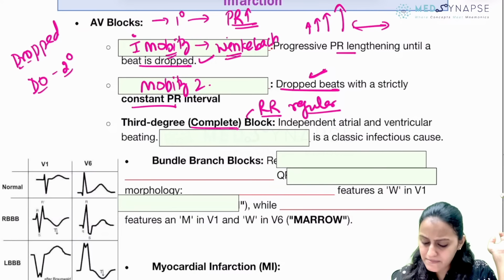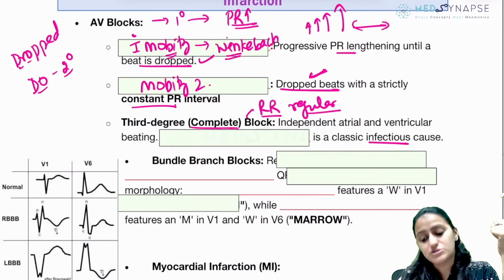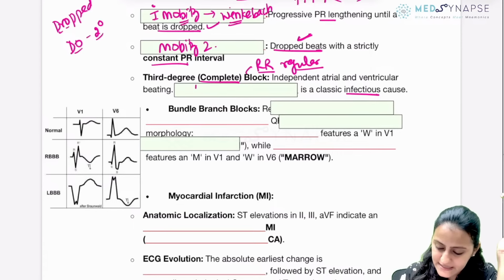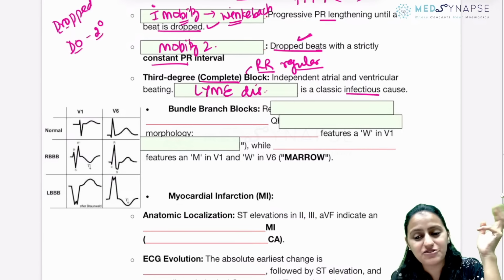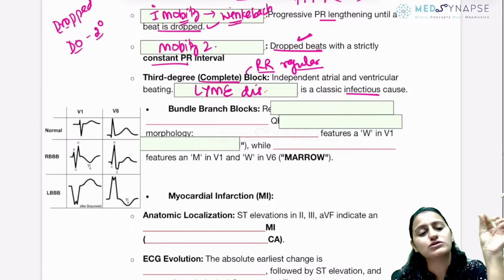Okay, so remember, what is the classical infectious cause of third degree heart block? Which infection can cause this third degree AV block, complete heart block? Yes, anyone? Which infection can cause third degree heart block? Very good, absolutely right, Tasneem. Correct, it is Lyme disease, right? Lyme disease, Borrelia burgdorferi, the bullseye rash, target rash, which is there. Lyme disease is very important cause of AV block.